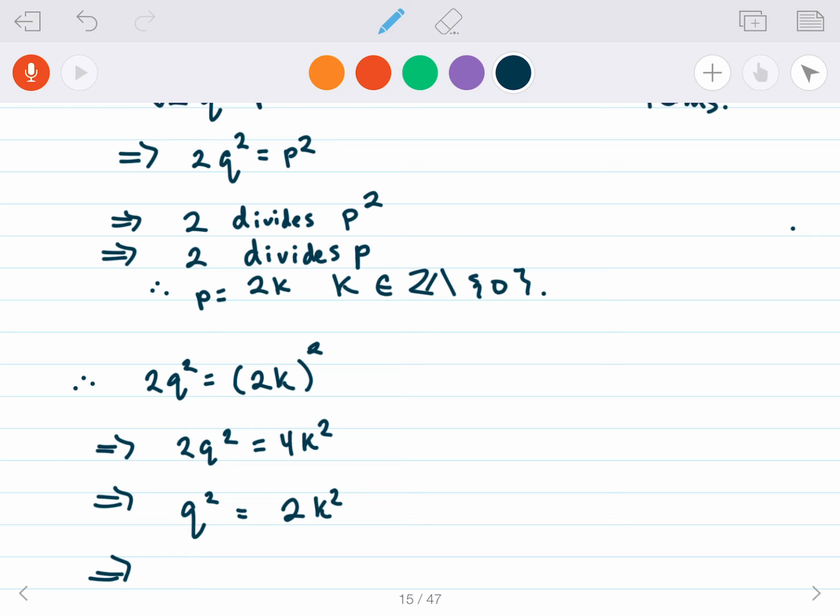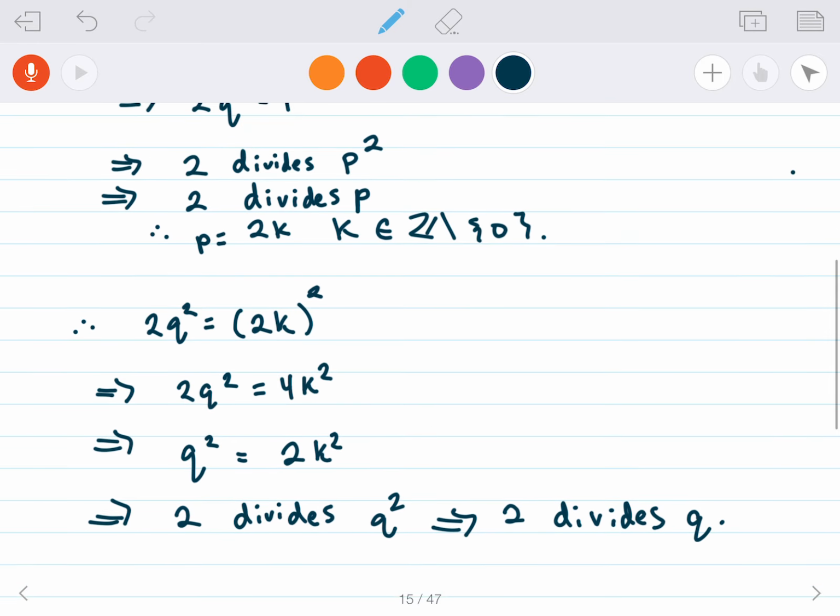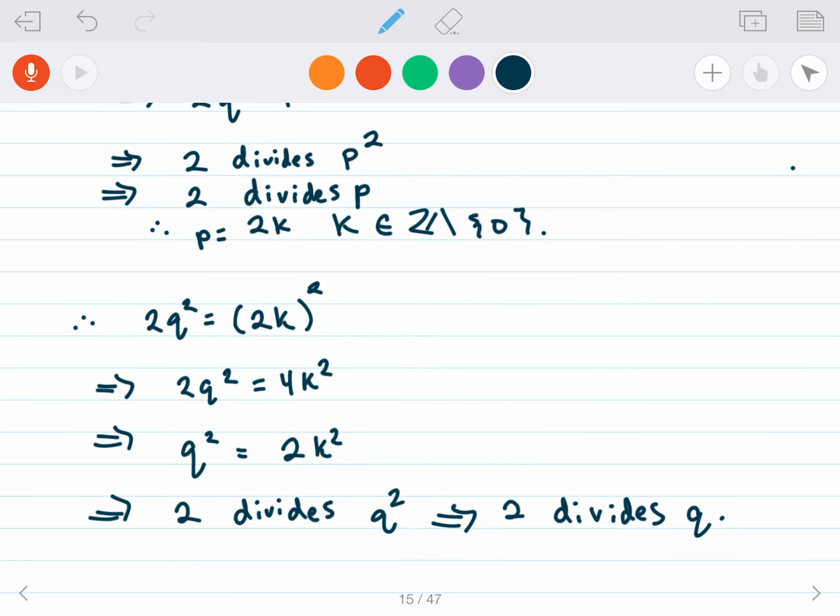And this implies that 2 divides q squared, which further implies that 2 divides q. Therefore, okay, so what have we just deduced? We've just deduced that both p and q are even, right? 2 divides p and 2 divides q. Okay, so we've deduced those two things, but that's a contradiction.